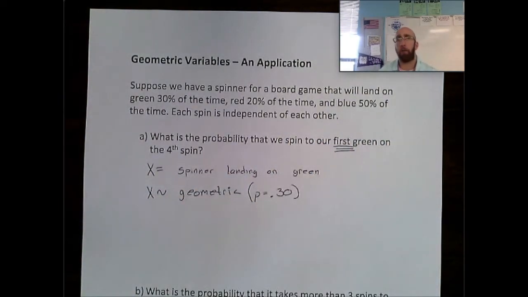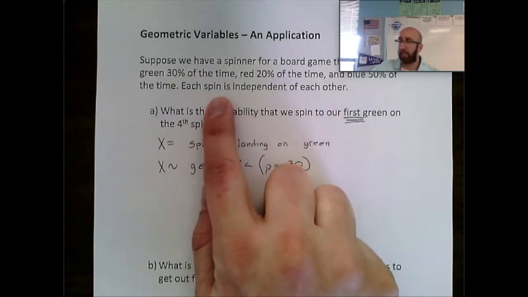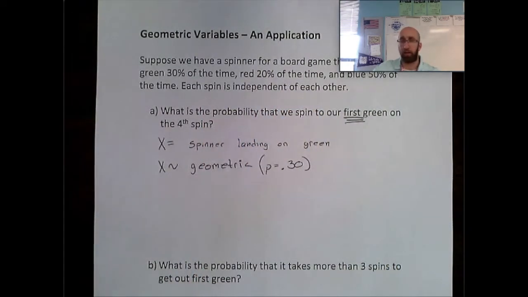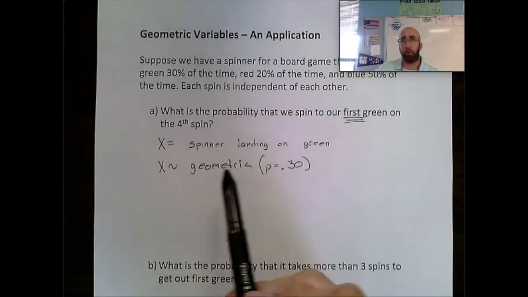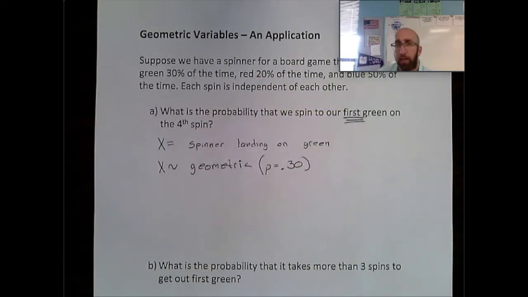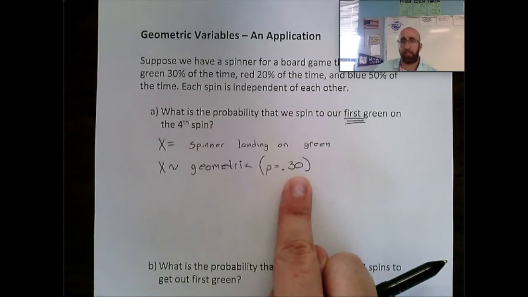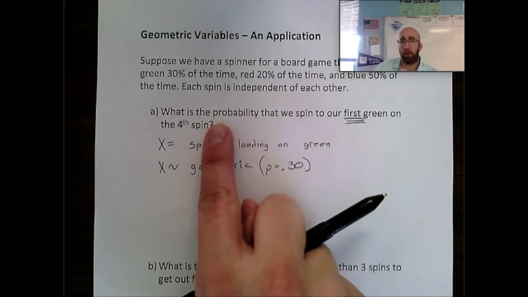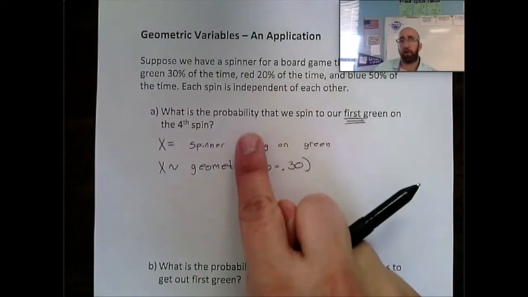So our probability of success is 30% or 0.3. Now, I hope when I spin this spinner, the chance I land on green is 30%. I hope that stays the same throughout, so we have a constant probability of success. And then our last line, each spin is independent of each other. So we have a Bernoulli trial, therefore we now know I have a geometric situation. So I've defined x, I've said, hey, x is a geometric situation. What I want to know is what is the probability that we spin our first green on the fourth spin?